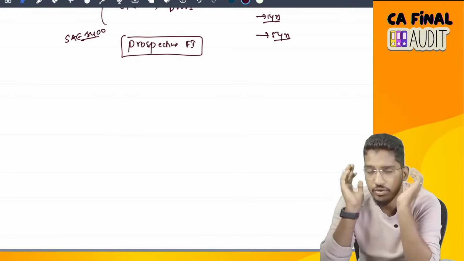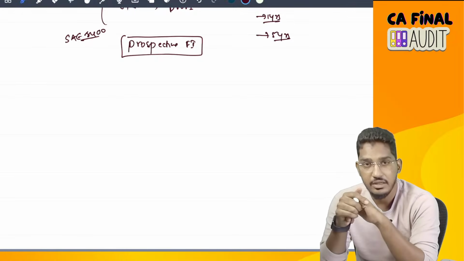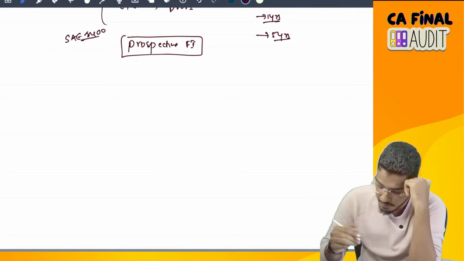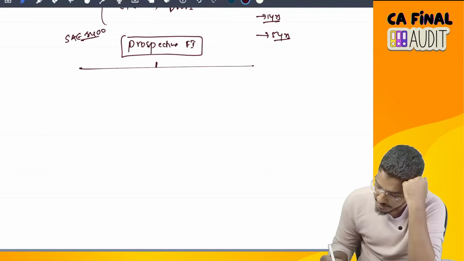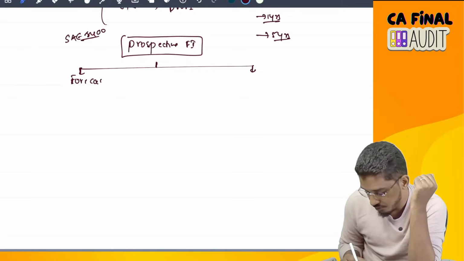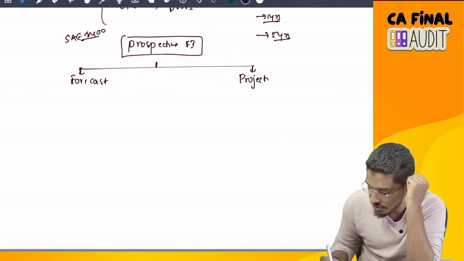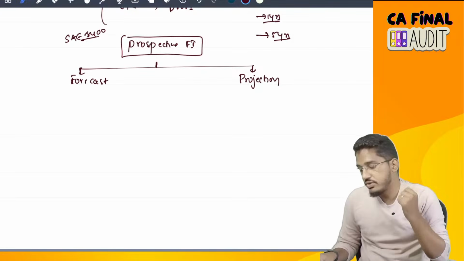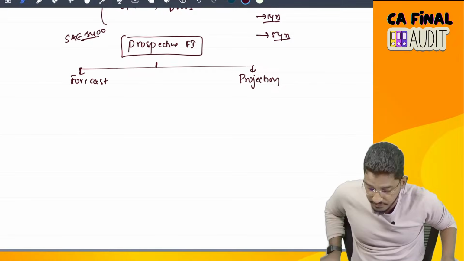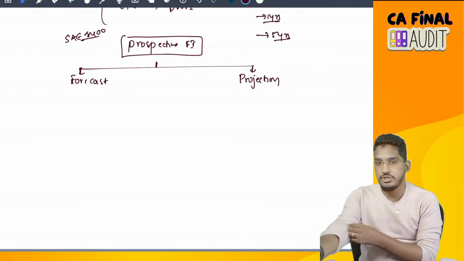But before we talk about how to do those engagements, first we need to understand the types of prospective financial information. We can broadly divide prospective financial information into two categories. One kind is forecast, and the other kind is projection.